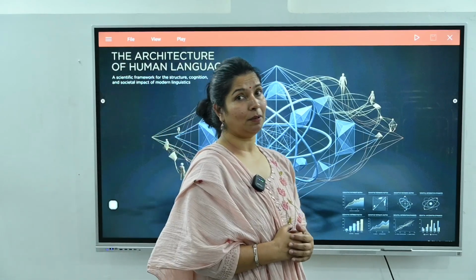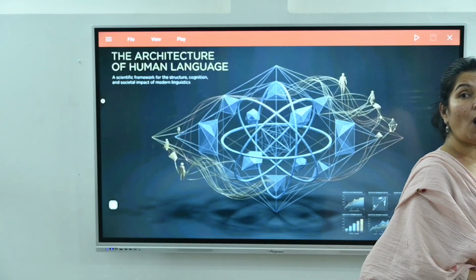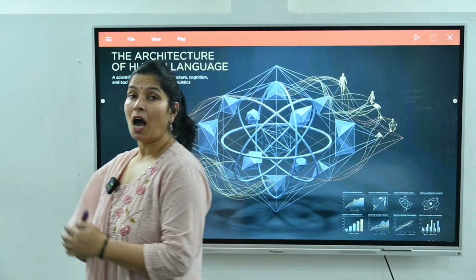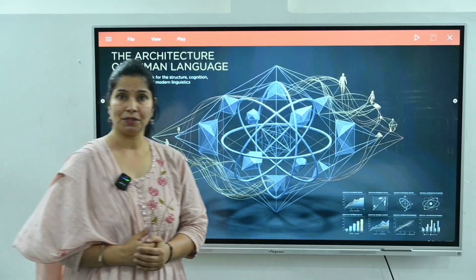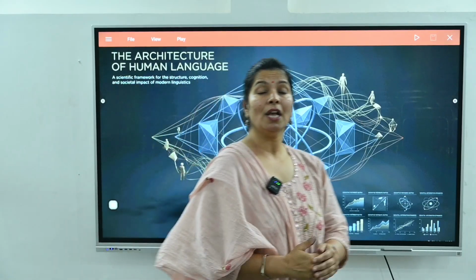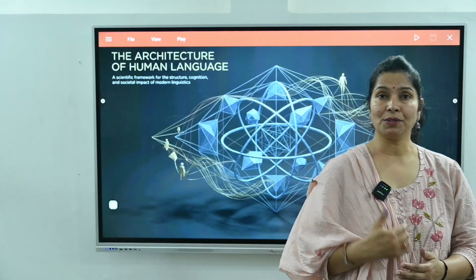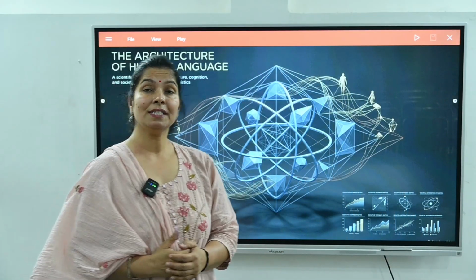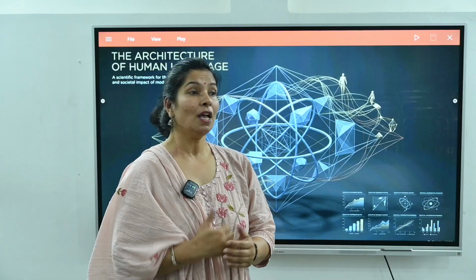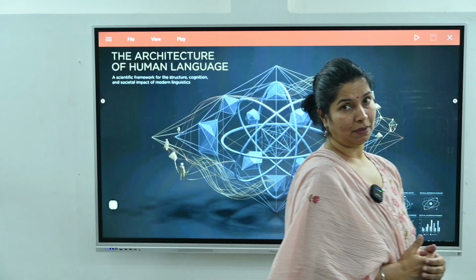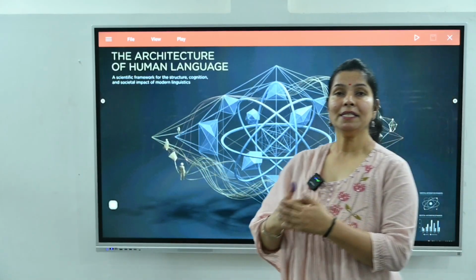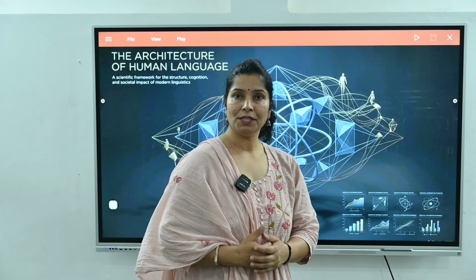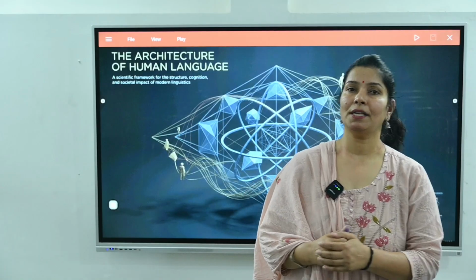It also helps us to understand how languages evolved, how languages developed, how children learn languages, how languages change across cultures and society. So in other words, we can see that linguistics is not limited only to grammar. It also connects with interdisciplinary fields like sociology, psychology, literature, media, and technology.